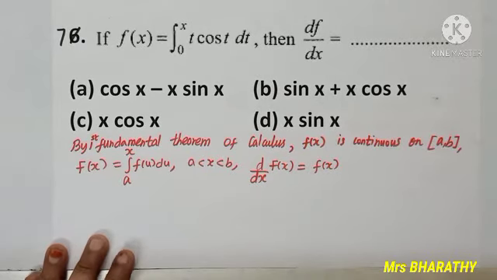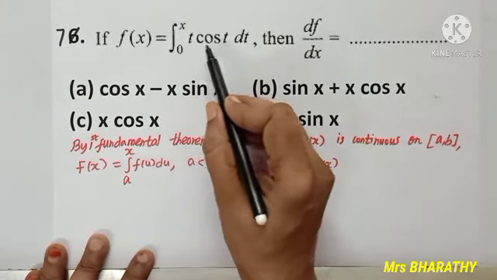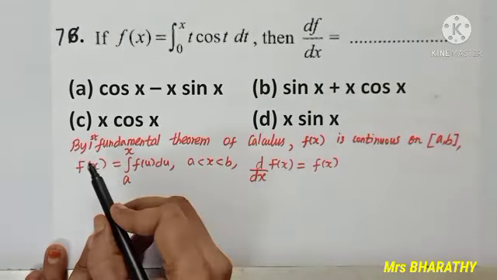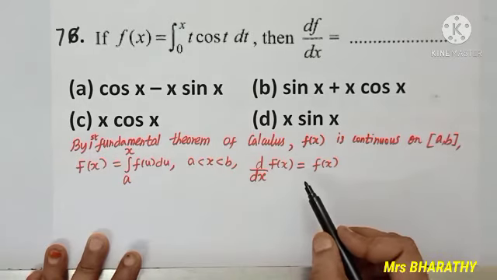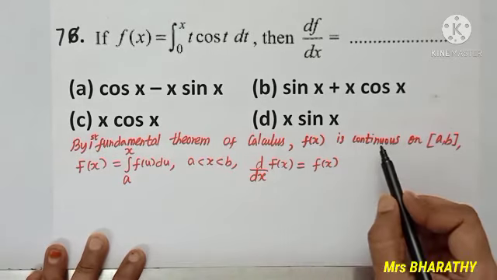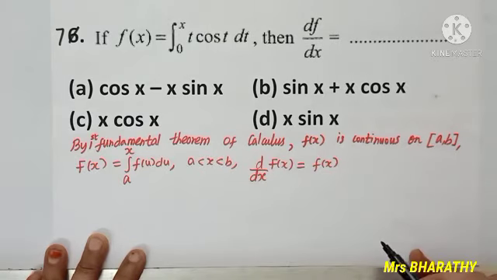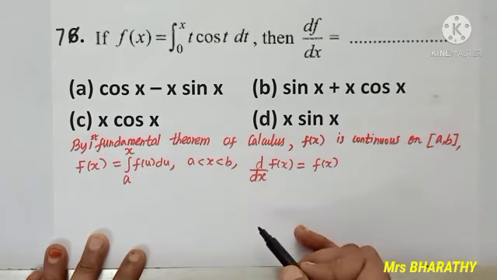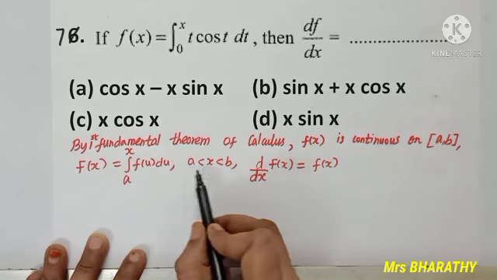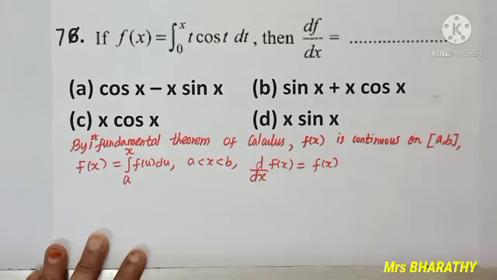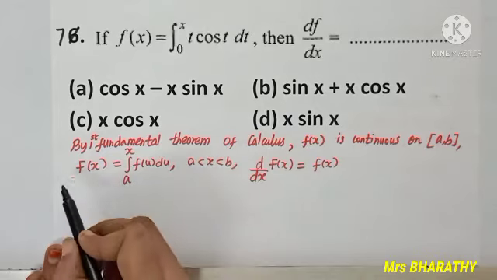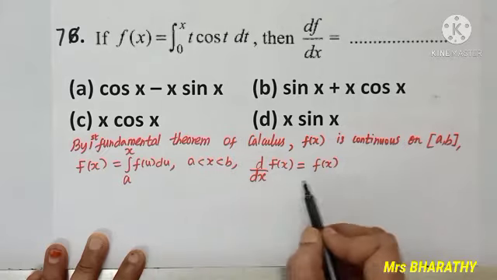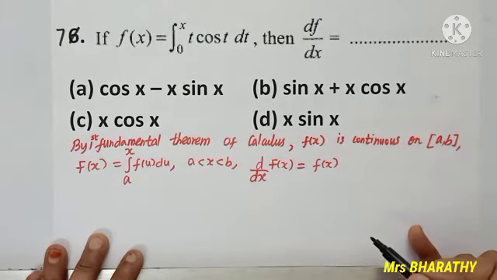Question number 7. If f of x is integral 0 to x t cos t dt, then df by dx. Let us remember first fundamental theorem of integral calculus, where f of x is continuous on the closed interval a b. Capital F of x is integral a to x f of u du. If x lies between a and b, x should be inside this interval. Then, if we differentiate, differential and integral cancels, my answer is just f of x.